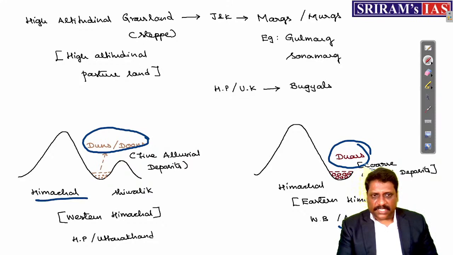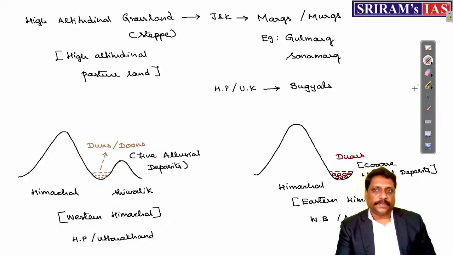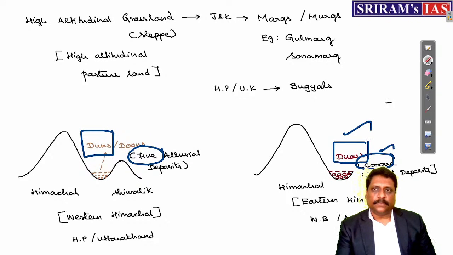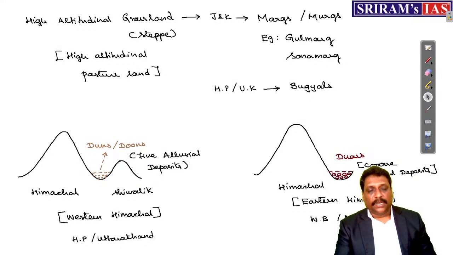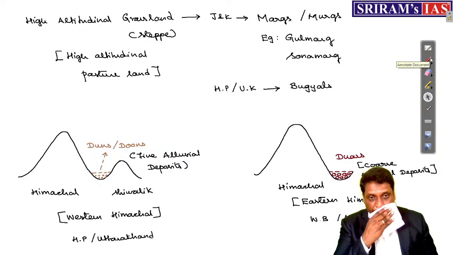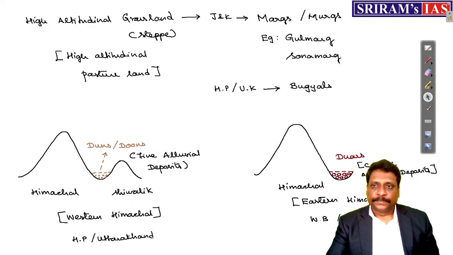Western Himachal, just south of Himachal, we have Shivalik, but Eastern Himachal, south of Himachal, we do not have Shivalik. Okay. Western Himachal, we have fine alluvial deposits. Eastern Himachal, we have coarse alluvial deposits. Western Himachal, you call them as dunes. Eastern Himachal, you call them as what? Duars. This is the basic difference between the deposits of the Himachal regions, the Piedmont locations. Okay.